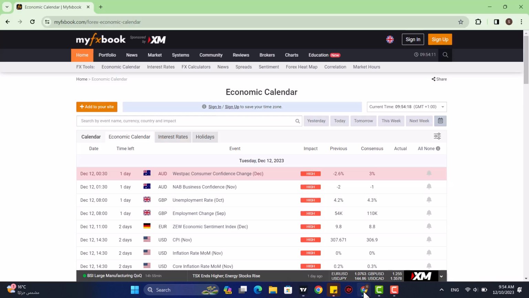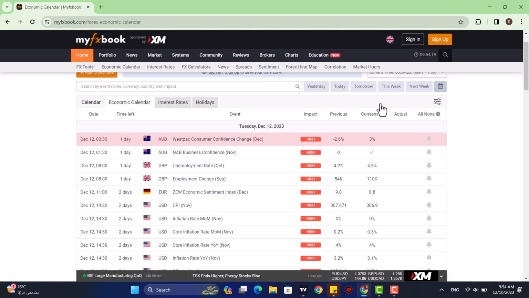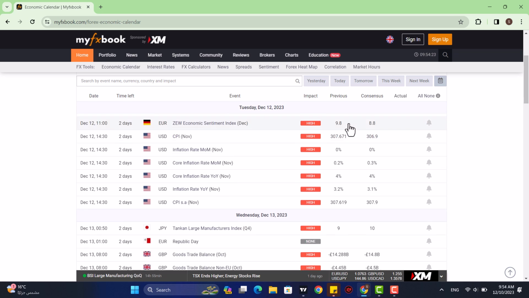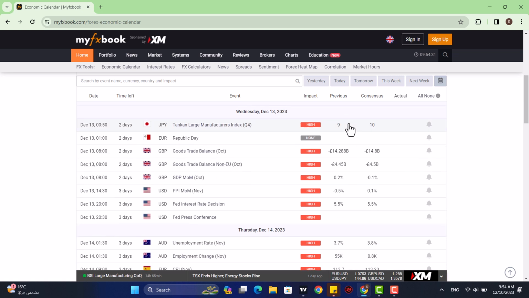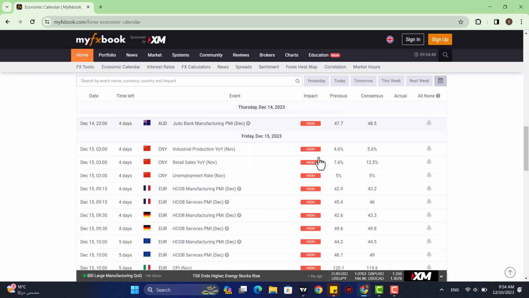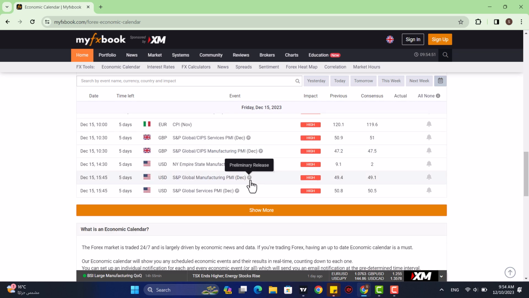And we also have a very volatile week. So as you can see, we have a lot of red news. We have CPI, right? We have an inflation rate for the US dollar. We have PPI. We have the interest rate decision. So this is gonna be a really volatile event. We have also the interest rate decision for the Eurozone, and we have the PMI, right?